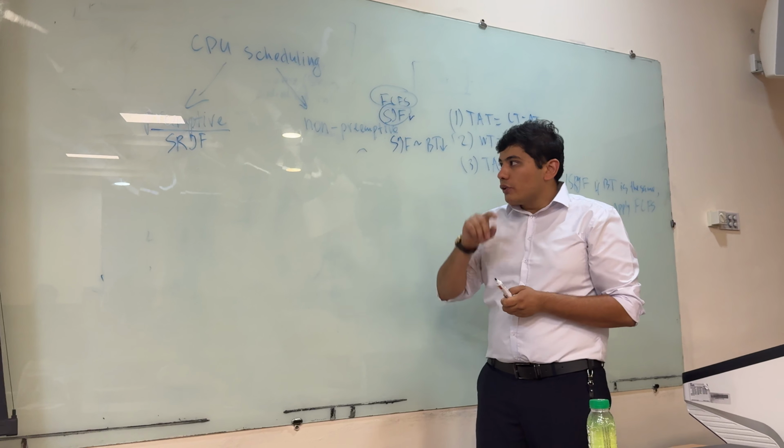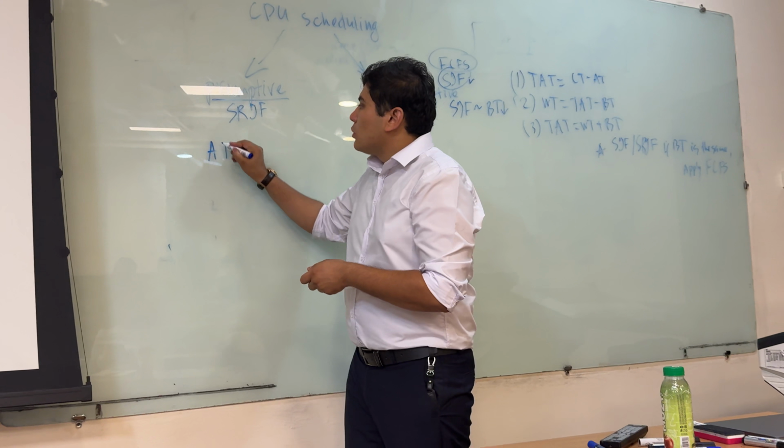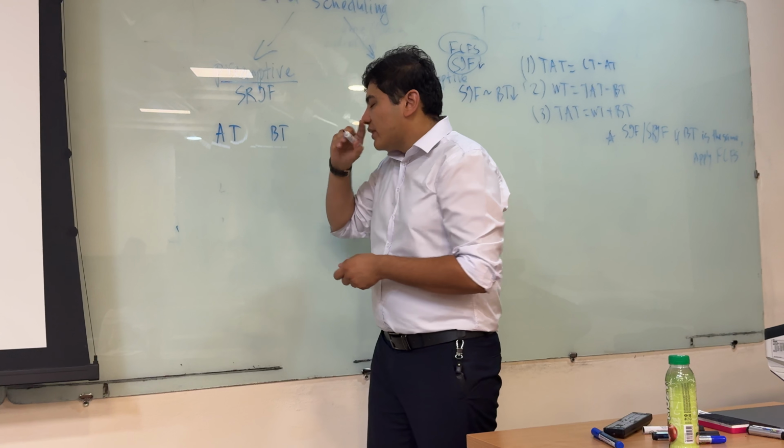So for this one, what is going to happen is that let's say we have arrival time, we have burst time, and then just give me any numbers.